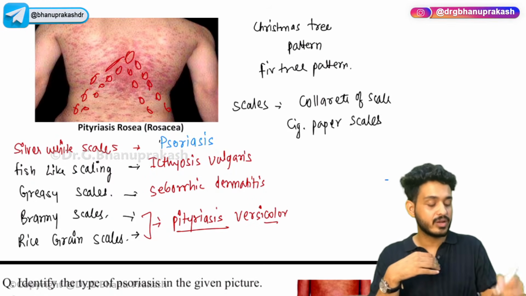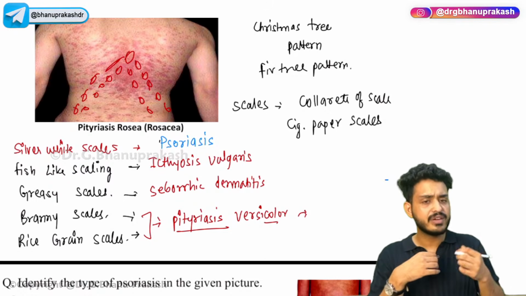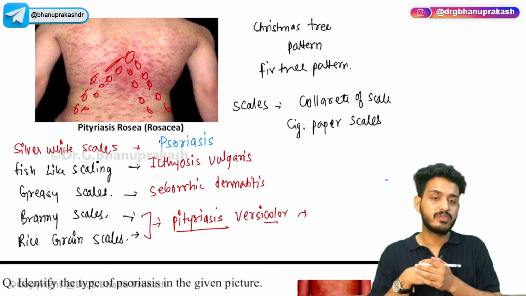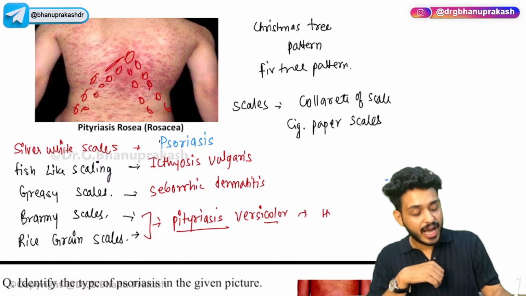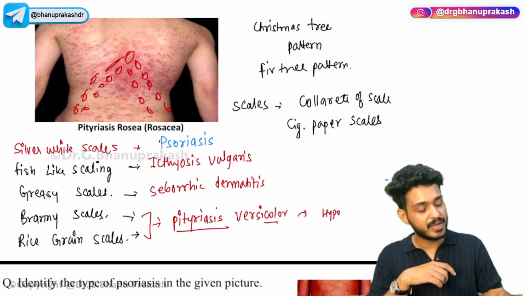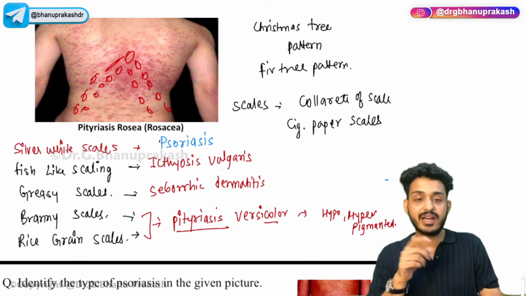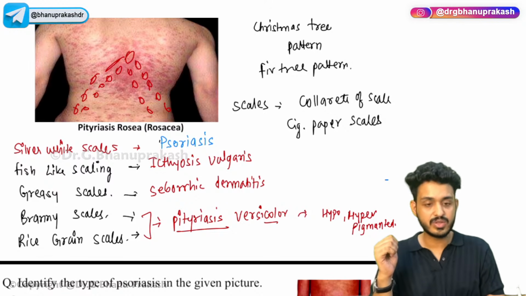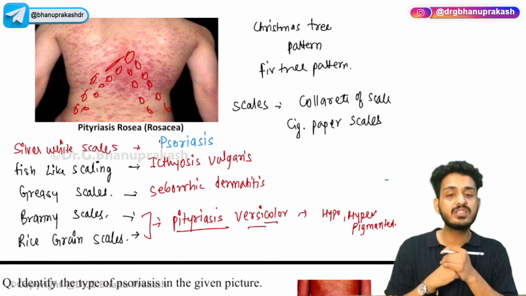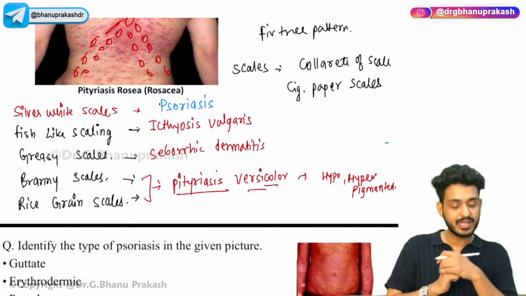Versicolor means different color. It is common on the trunk. That is a fungal infection caused by Malassezia furfur or Malassezia globosa. You will be having hypo or hyperpigmented patches on the back. And very characteristic appearance that you will be finding is spaghetti and meatball appearance. So that is a feature of pityriasis versicolor. You understand the meaning of pityriasis?